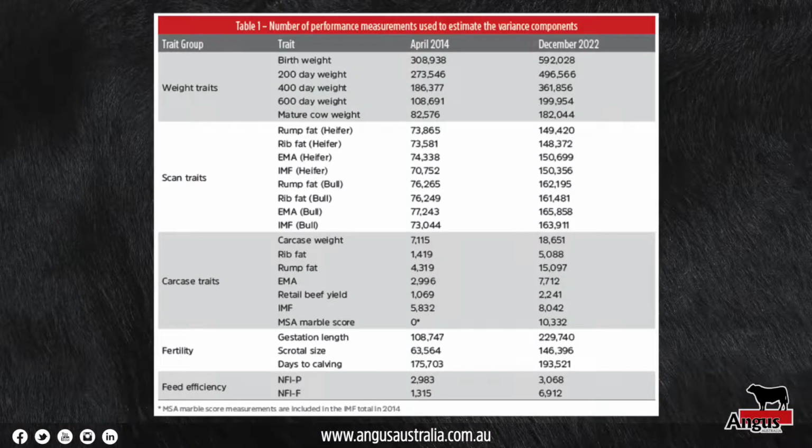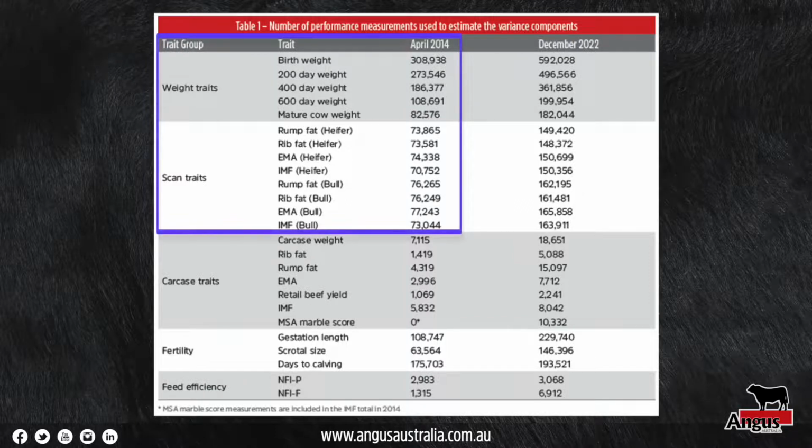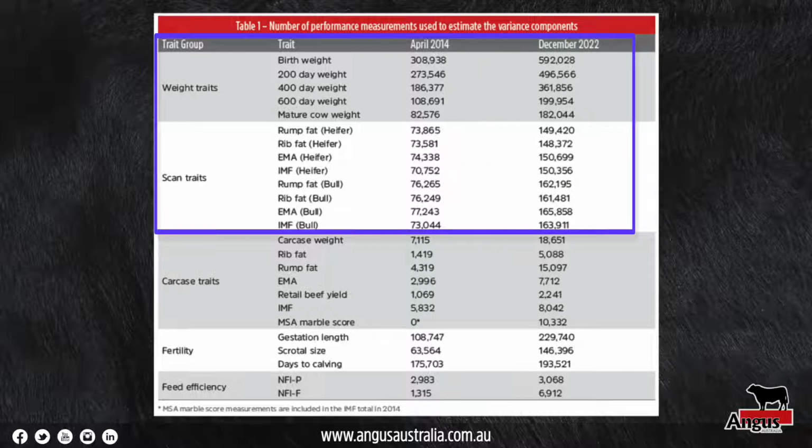When we start looking at the importance of updating the variance components, one thing to really note, and I'll show it on the slide here with this table, is the amount of information available on which the variance components can be estimated. For a lot of our traits, in particular our weight traits and our scan traits, back in April 2014 there was already a lot of data recorded, and there is a lot more data now.